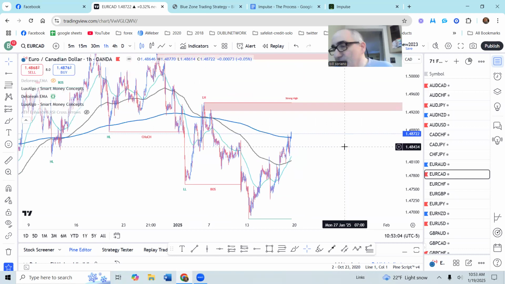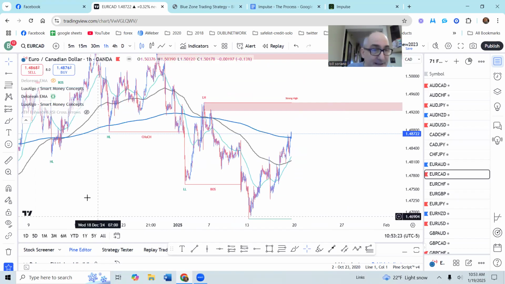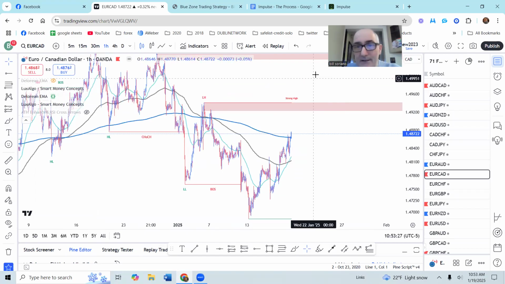This makes this strategy very objective by using the order blocks, by installing the Luxelgo Smart Money Concepts indicator the way I show you in the video. And again, these indicators are free on TradingView. You may have to have the first paid level account in order to get this many indicators on here. If you just have a free account, I think they only give you one indicator, okay?